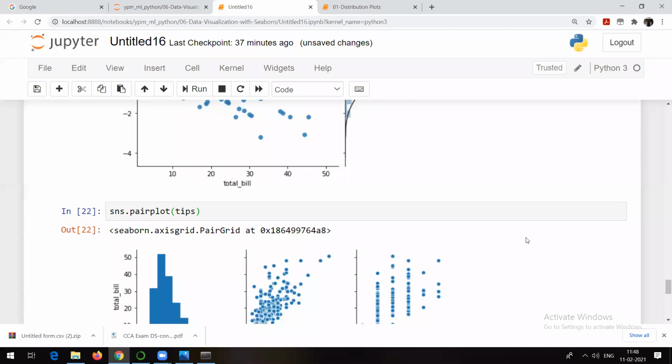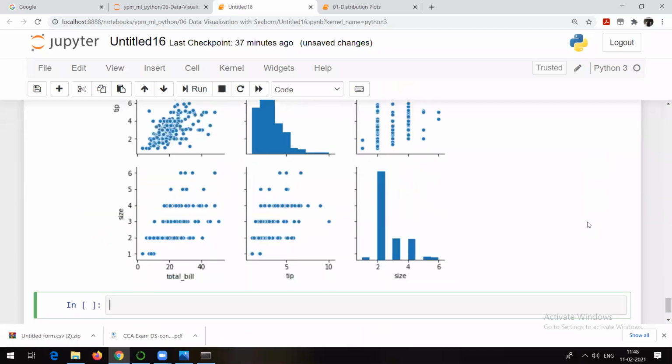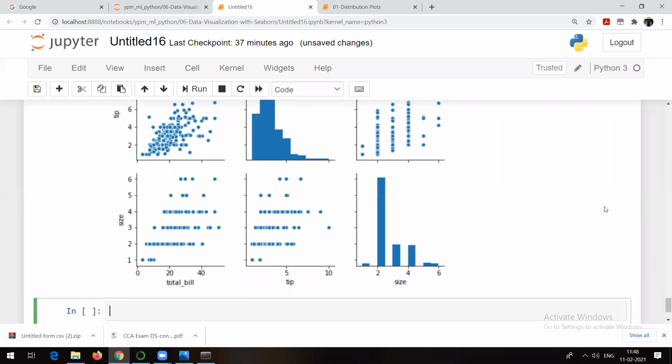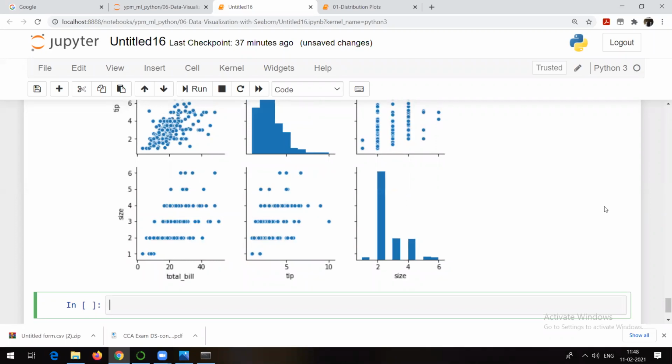But if you carefully look at this pair plot, you will see that it is giving us the relationship between three columns only out of 7 from the data set tips. Which are the three columns? Total bill, tip, and size. Why has it taken only 3? Because these are in numeric format.